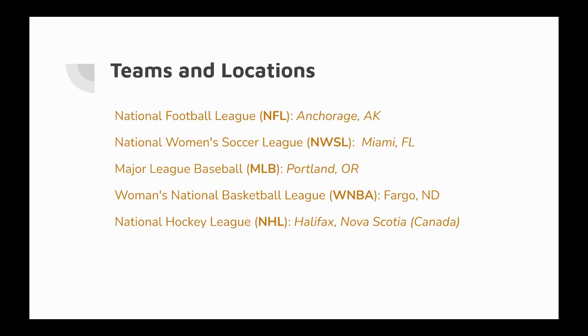So NFL is in Alaska. National Women's Soccer League is a Florida team. So you're going to need to not only come up with the logo, but the mascot and the name of the actual team. It's totally up to you, but that's where the research is going to come in, to find something that's relevant. Baseball is in Portland, Oregon. The WNBA is in Fargo, North Dakota, and the NHL, or the hockey team, will be in Halifax, Nova Scotia.